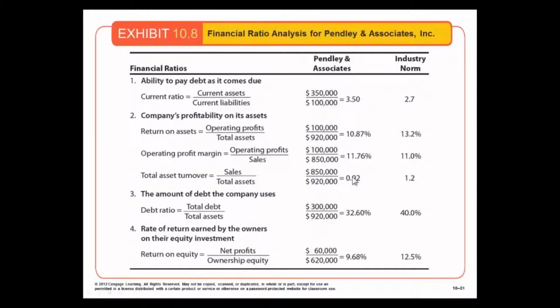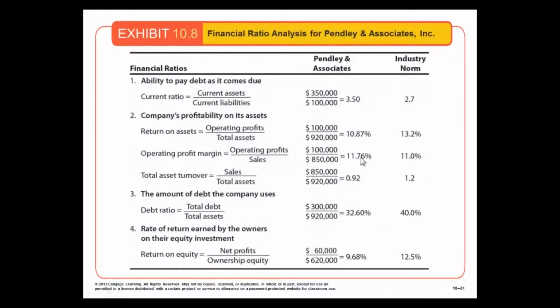Company's profitability on assets, you can go down through these and see what's happening with respect to the company. One thing you can look at is the return on assets and the total asset turnover. Those are important factors as to the profitability of the company. The amount of debt the company uses is the debt ratio, which is total debt divided by total assets. Here you can see this company is in pretty good shape because its debt ratio is less than the industry average of 40%.